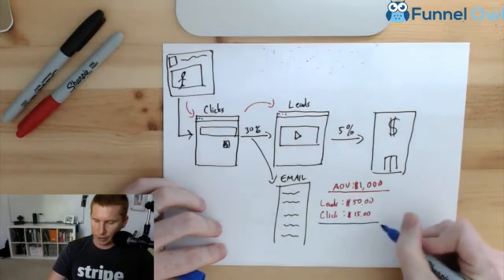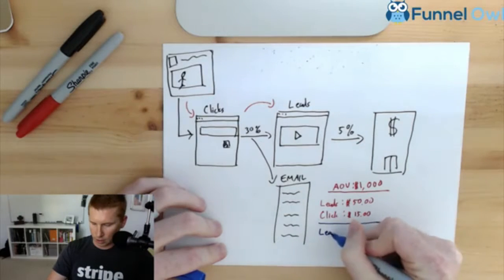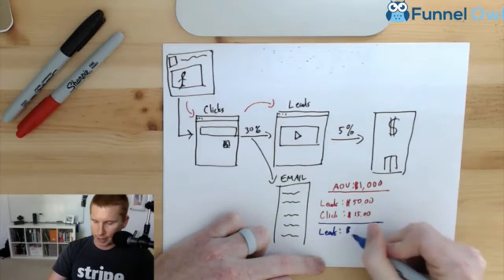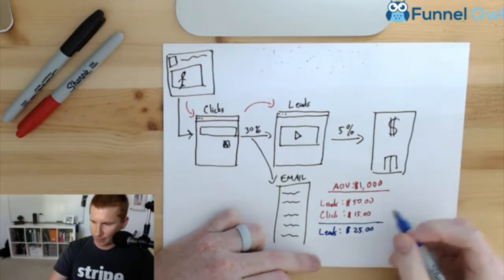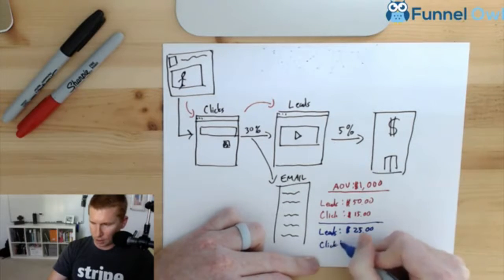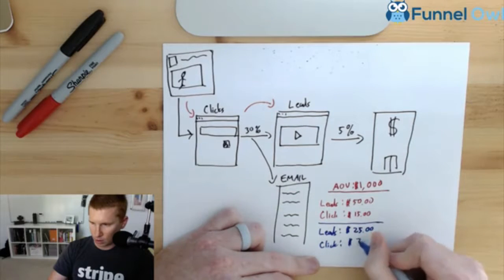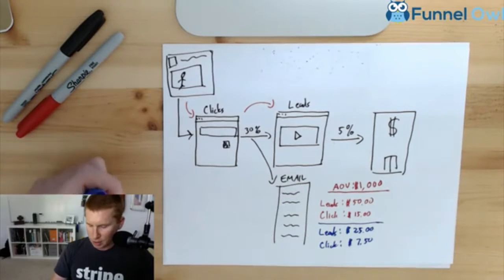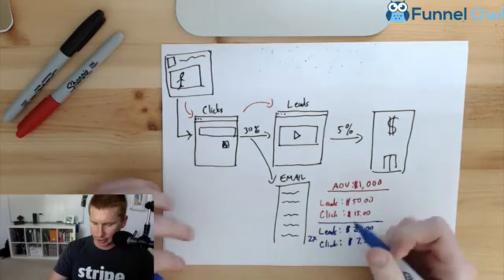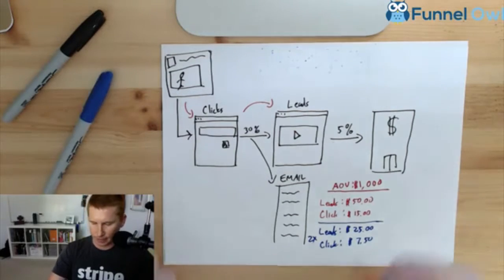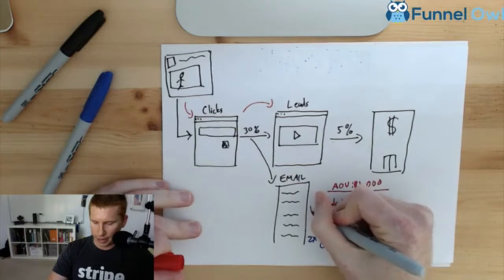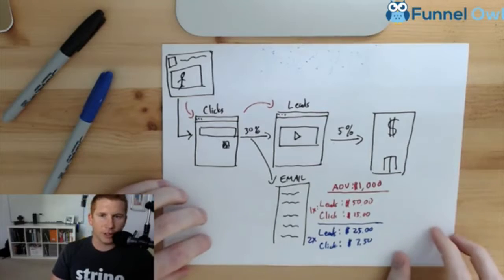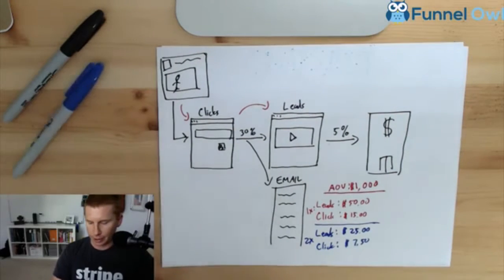Now we're going to double our money down here. If you want to double your money, then you can pay $25 for a lead. You can pay $7.50 for a click. So this is 2x here. And this is 1x, basically breaking even. This is how this would shake out with an average order value of $1,000.